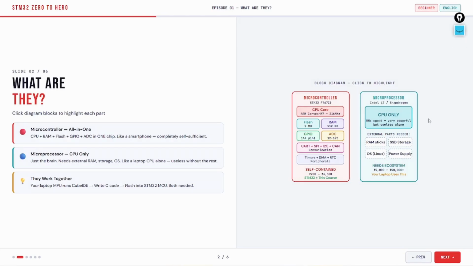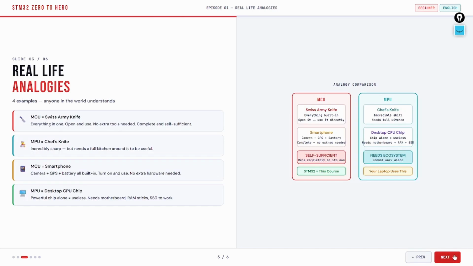But for now, for this series, you have to understand what a microcontroller is and what all these modules are. Okay. Now, real life analogies. You can consider a microcontroller as a Swiss Army knife, right? Everything is in one package. You will have many things within that package to open and use, no extra tool needed, completely self-sufficient, right? You can use it independently.